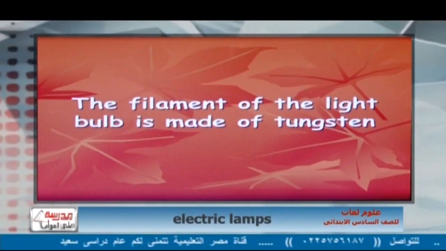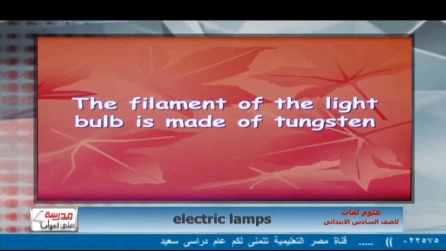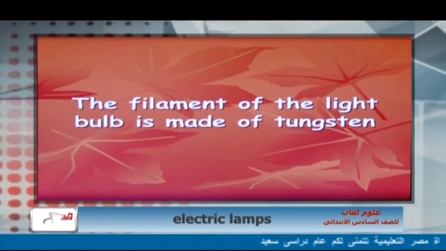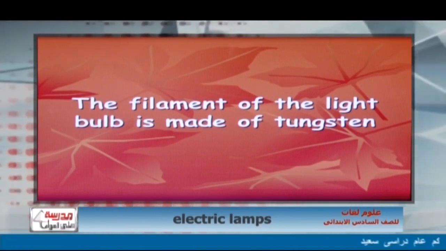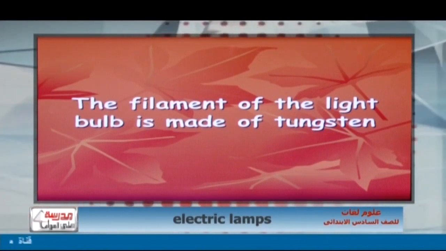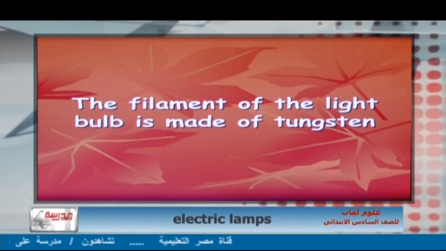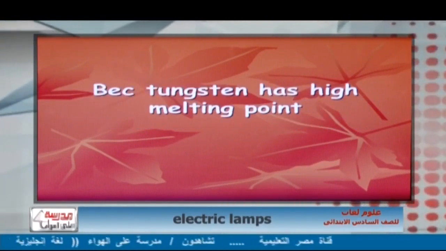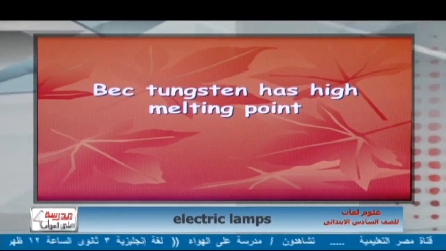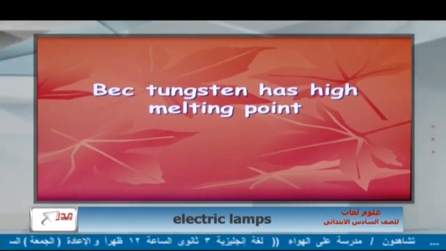Another question says, the filament of the light bulb is made of tungsten. Why do we make the filament from tungsten? Because tungsten has a high melting point.